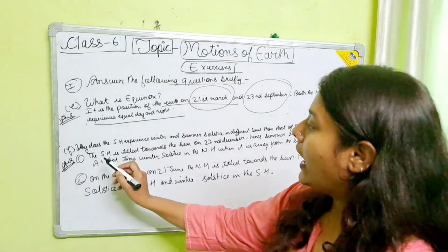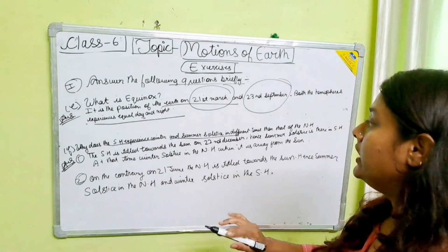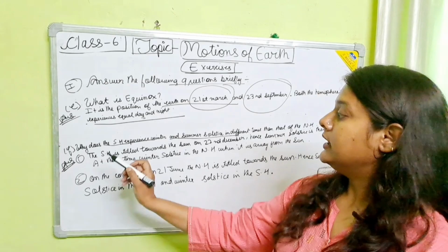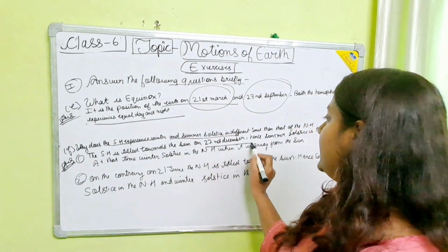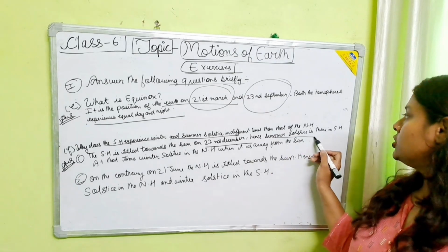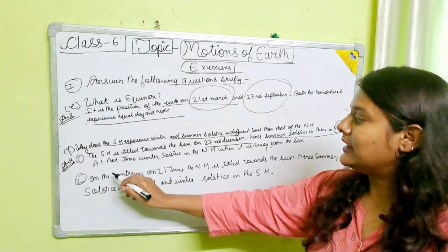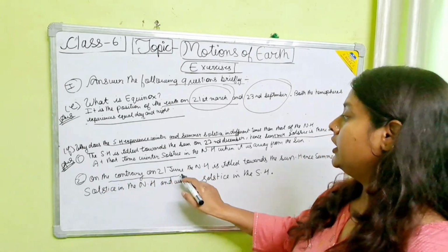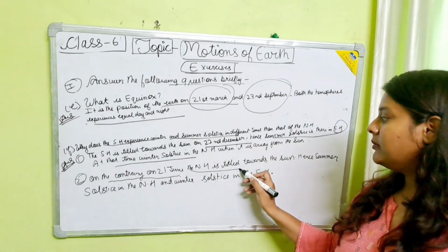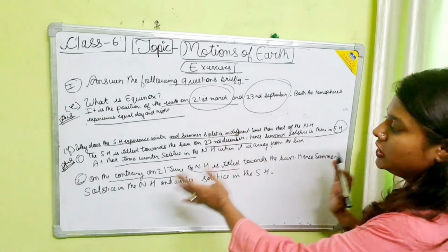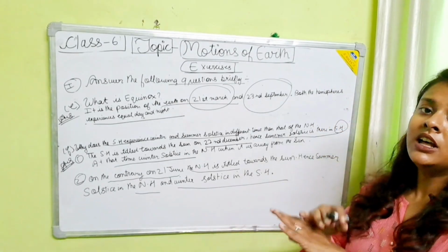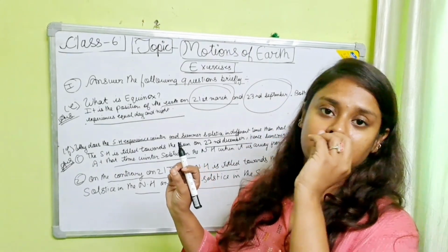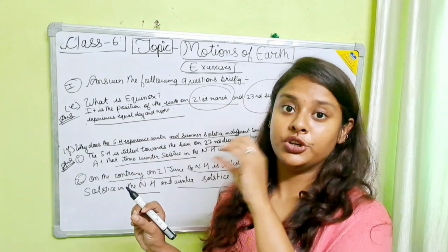Okay. Now, why does the southern hemisphere experience the winter and summer solstice at different times than the northern hemisphere? The southern hemisphere is tilted towards the sun on the 22nd of December. Hence, the summer solstice is there in the southern hemisphere. At that time, it is the winter solstice in the northern hemisphere. On the contrary, on the 21st of June, the northern hemisphere is tilted towards the sun, hence the summer solstice in the northern hemisphere and the winter solstice in the southern hemisphere. We have discussed the solstice in detail in the topic revolution, formation of seasons.